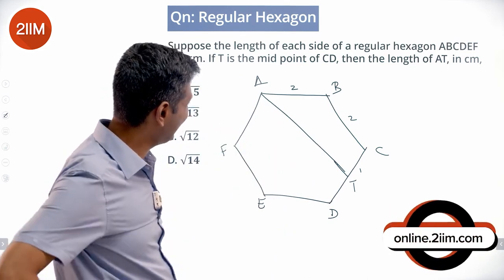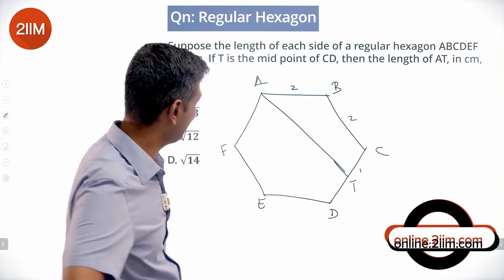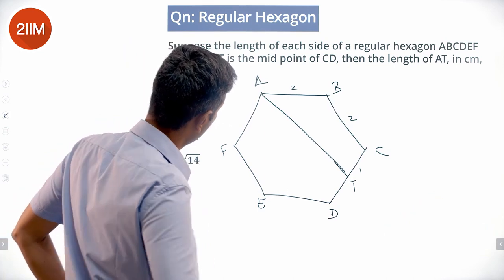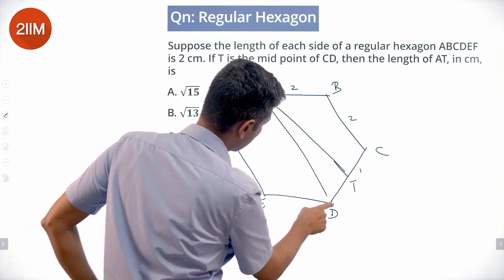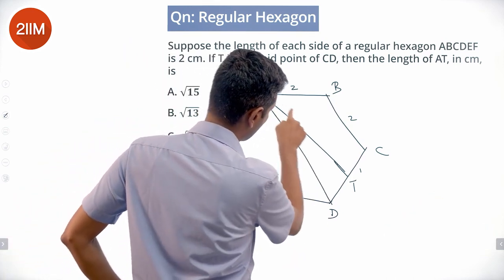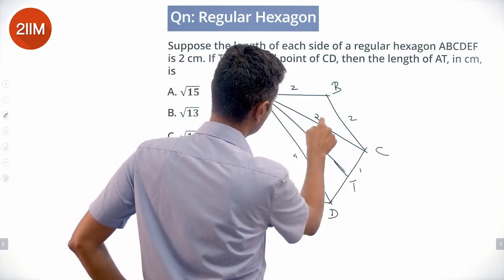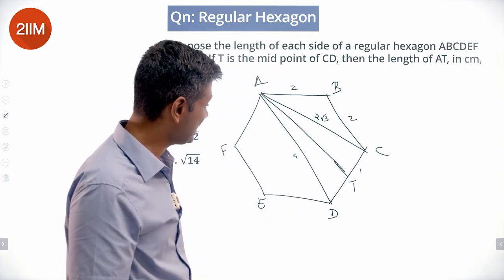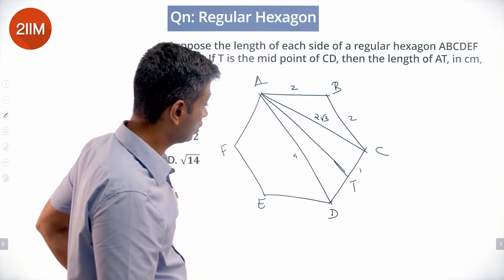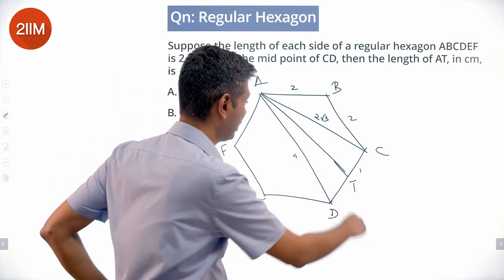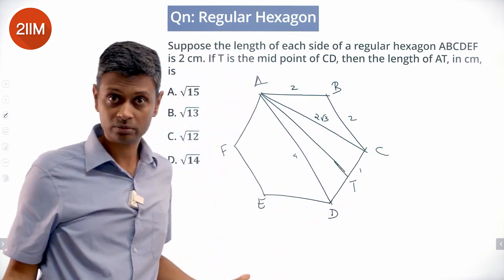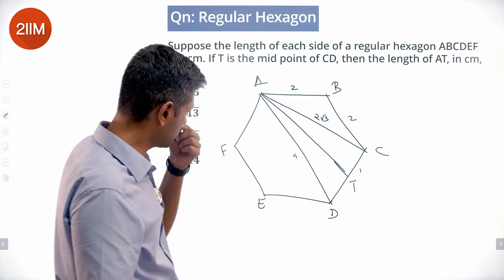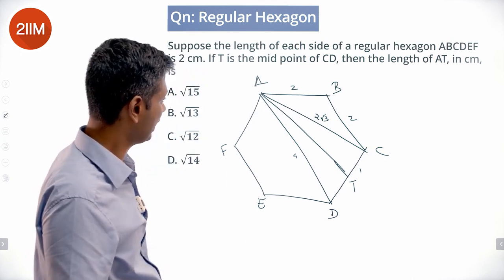But we want to find AT. That's going to be interesting. How do we find AT? AD measures 4. AC measures 2 root 3. Remember, AT is not perpendicular to CD. We can't just plug in Pythagoras theorem and simplify. That doesn't work. So we need to figure out some other mechanism of cracking this.